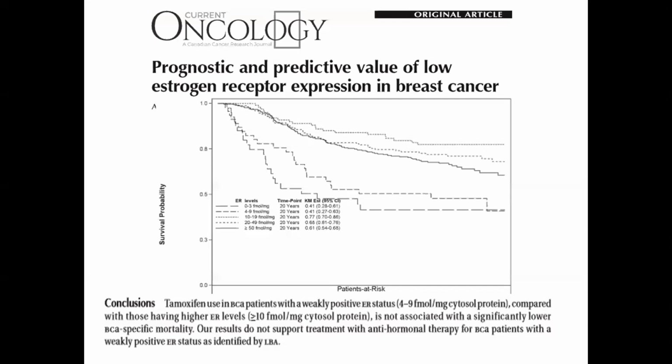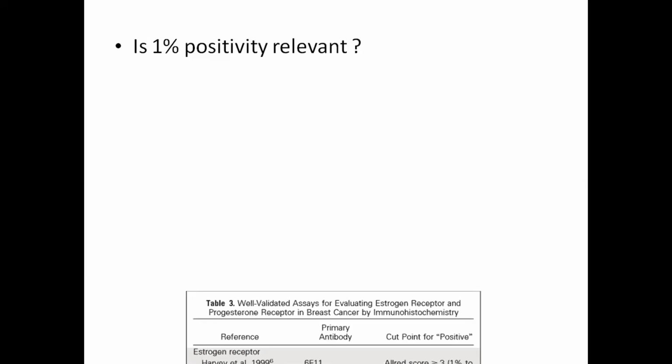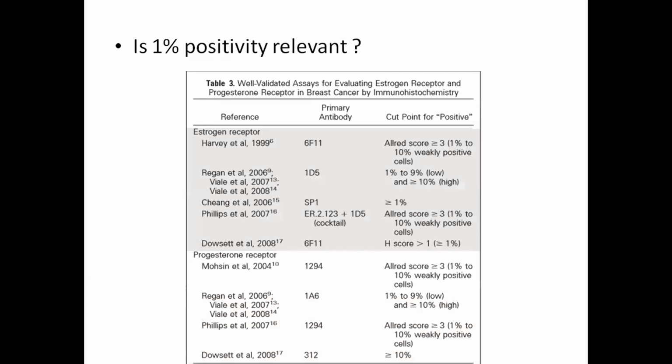In the adjuvant setting, all of us have to give it because the guideline mandates that anyone beyond 1% should receive it. But the value of the benefit in that 1 to 10% is very, very skeptical. So that's the point of how I interpret this report. Is 1% positive relevant? In the lab, yes, it is. In the clinics, it is questionable, and you have to look at other parameters before you take a call on that.